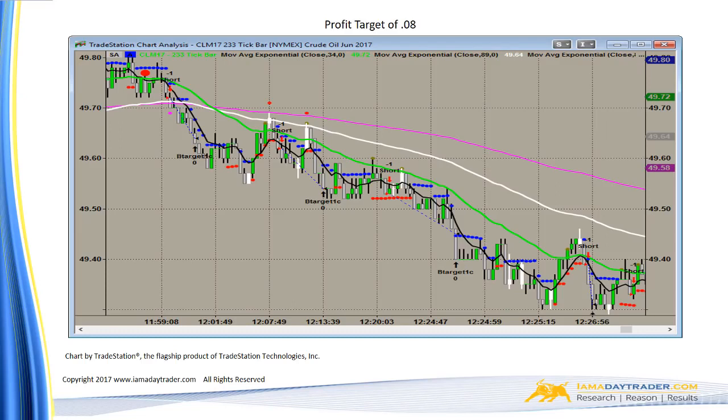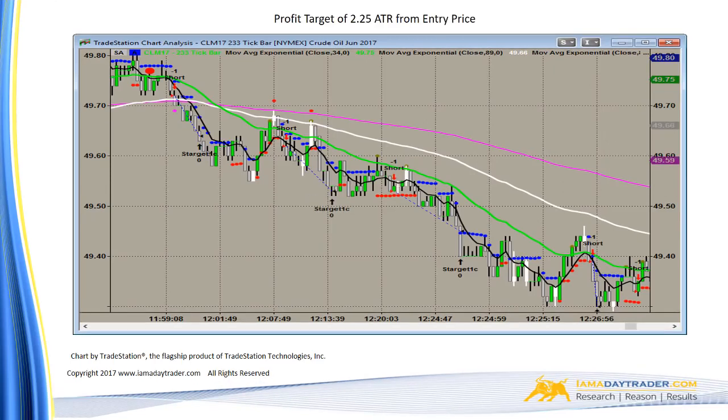But let me show you that there's another way of not putting a profit target of 8 cents, but using it as an ATR target. Now we have the same entry as we had before, but instead of a profit objective of a certain amount of cents, we're going to put a profit target at 2.25 average true range from our entry. So as you can tell, prices came in. Where do we exit? Based upon 2.5 average true range underneath our entry price.